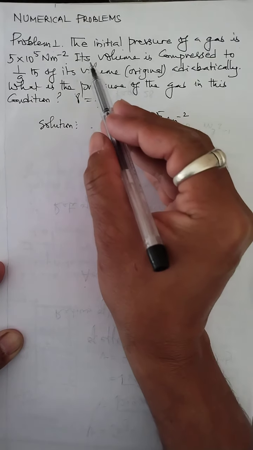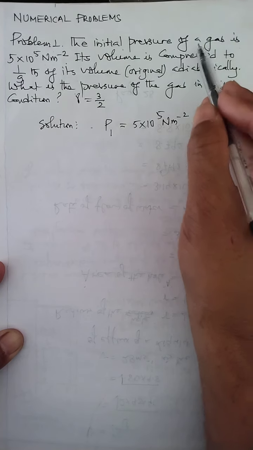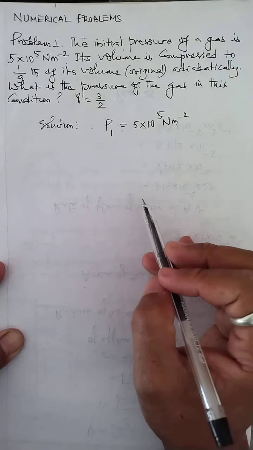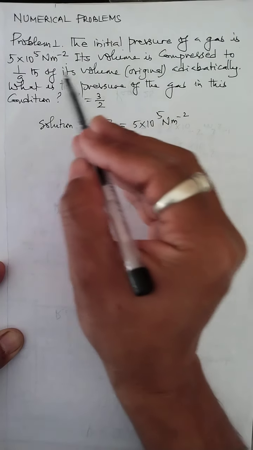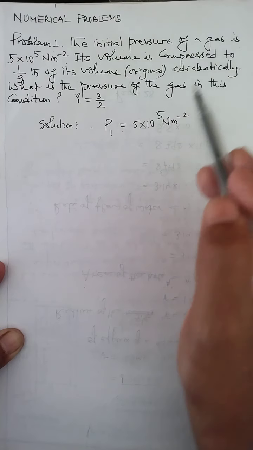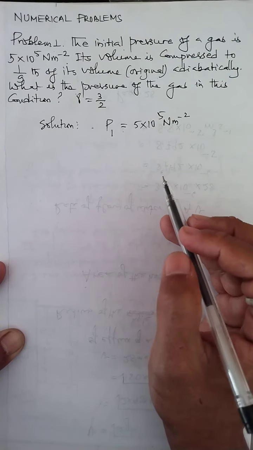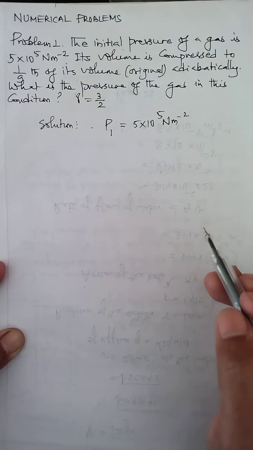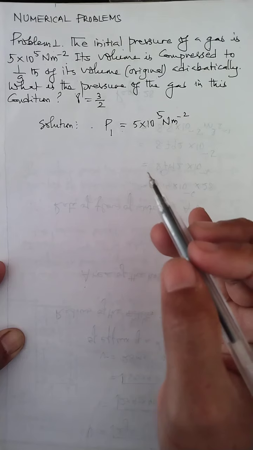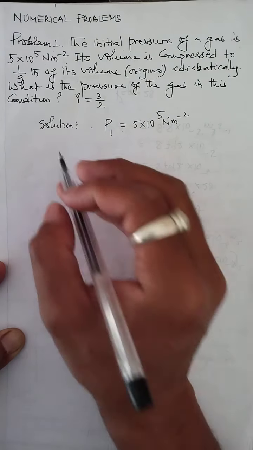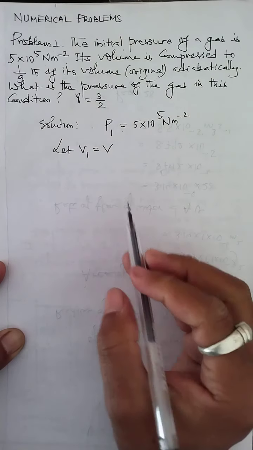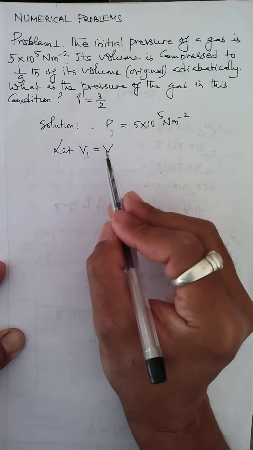Now its volume is compressed. This is for the gas whose initial pressure is this much. Definitely this gas has a volume also. Its volume is compressed to 1/9 of its initial or original volume adiabatically. Means the process will be an adiabatic process. You don't know the initial volume, so I write let V1 equals V, V1 is the initial volume.